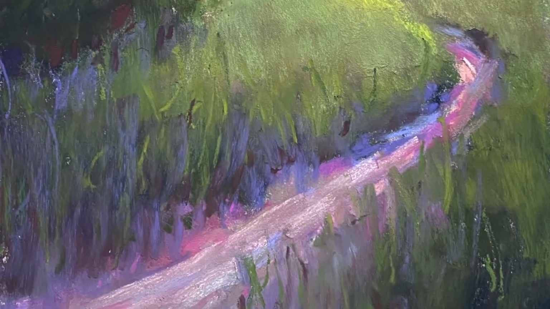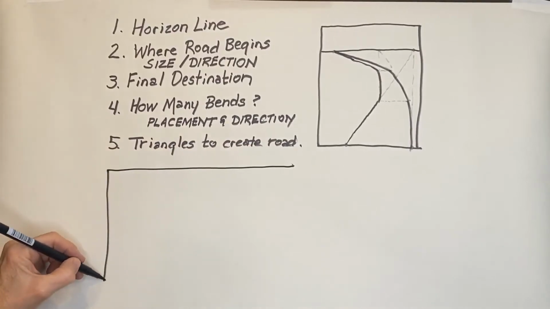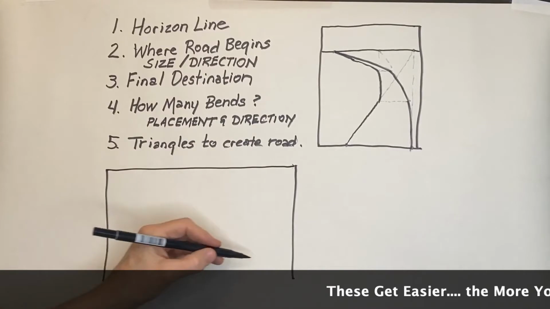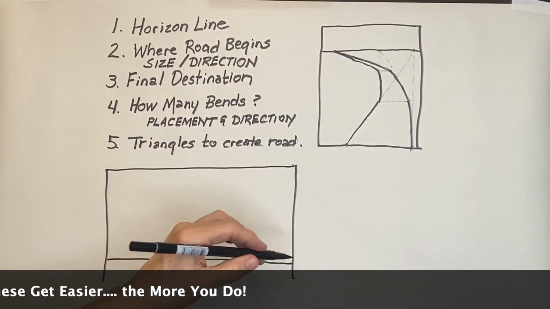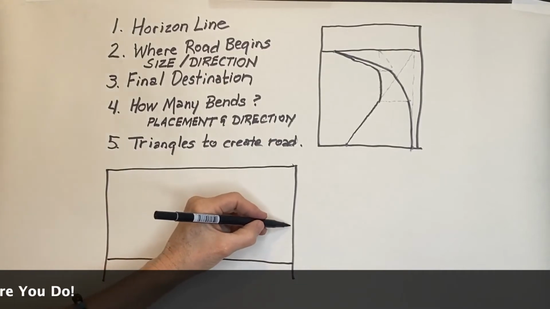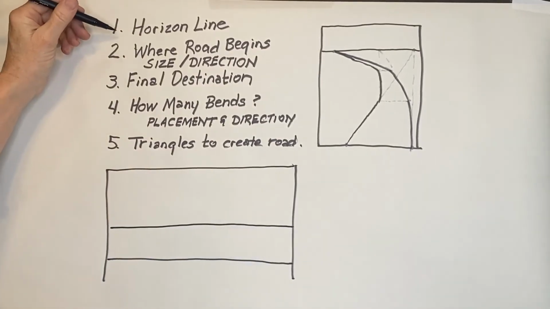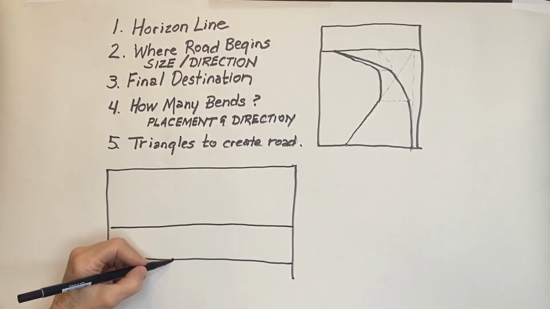I'm going to zoom out. Let's do a big wide one. Am I in the thing? Nope, let me go like right here. All right, we got a nice wide landscape here. Let's do this one kind of low. So we've got, what's that? Number 1, horizon line. Where do we want our road to begin? Let's start this one kind of in the middle.